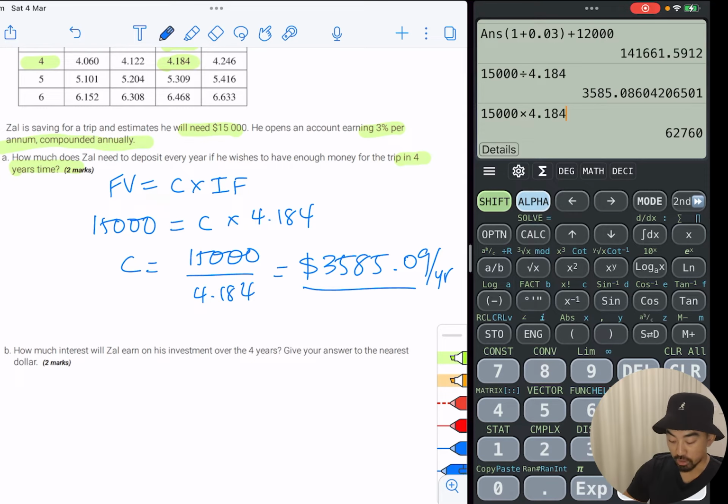All right, here we go, part B. How much interest will Zal earn on his investment over 4 years? Give your answer correct to the nearest dollar. Okay. Much easier than it seems. So don't get it twisted. Just think he's depositing this much every year for 4 years. So how much money has he put in over 4 years? So 3,585.09 times 4.